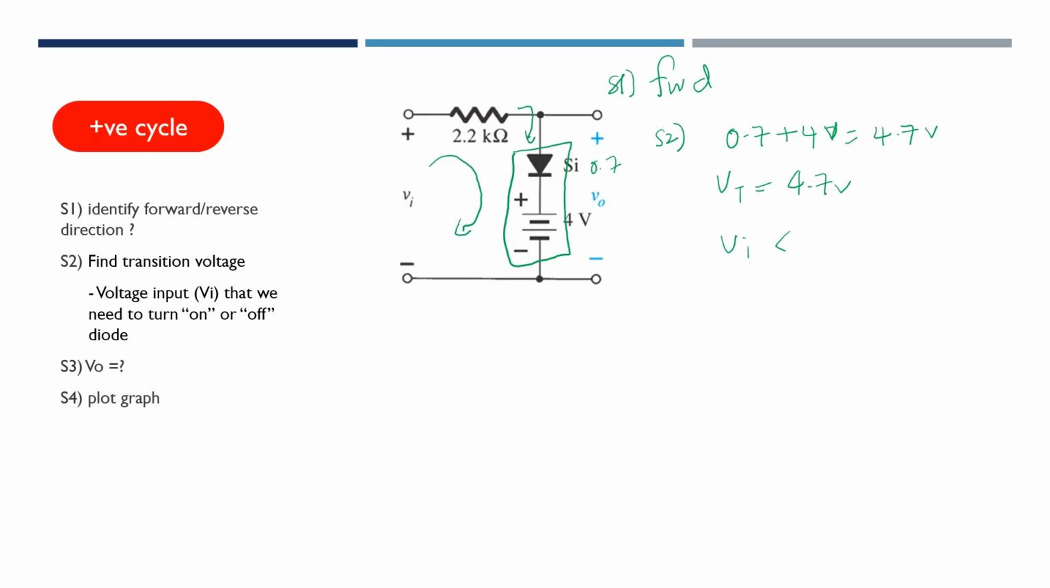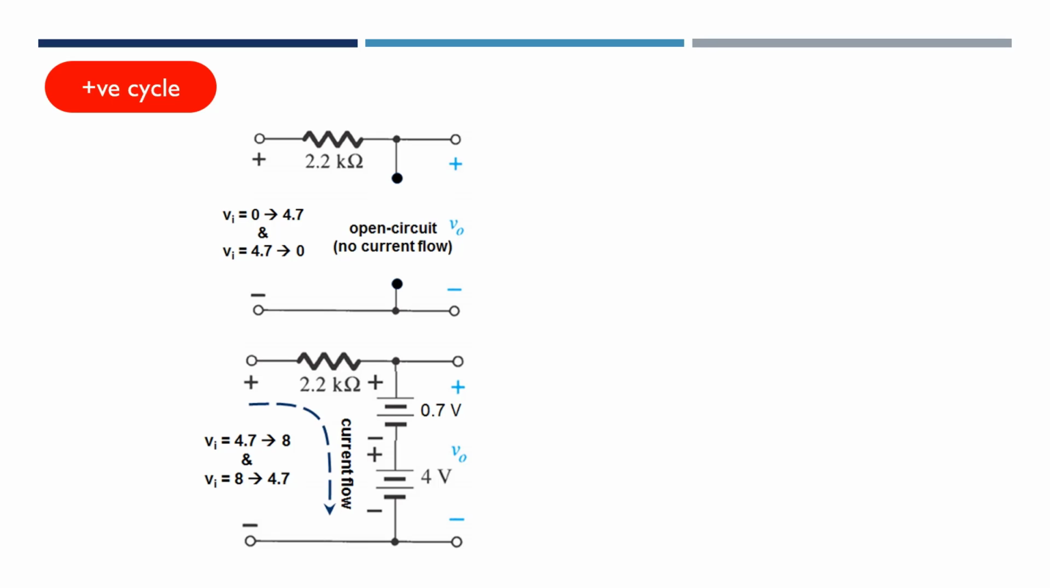Now we're going to look at the possible conditions of the VR when our VI is less than 4.7 volt and when the VI is greater than 4.7 volt. It is because we're going to look at what condition our diode will be on or off. We look at the positive cycle for both conditions.